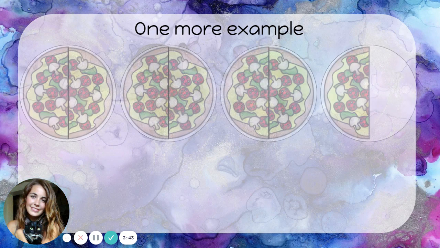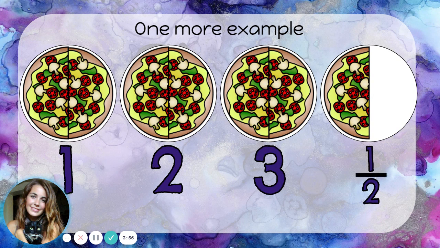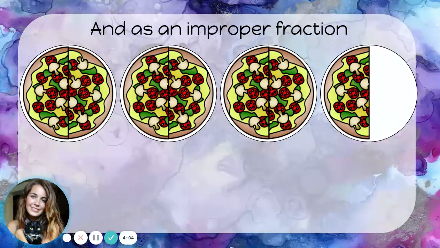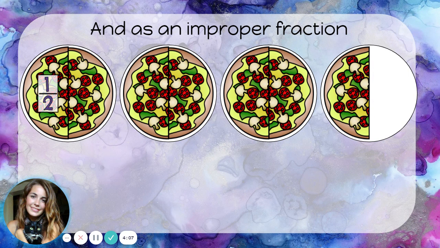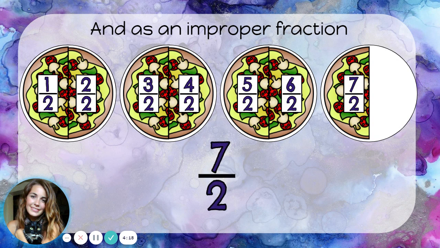One more example. First, let's focus on whole pizzas to create a mixed number. I have 1 whole pizza, 2 whole pizzas, 3 whole pizzas, and 1/2 of another pizza. That's 3 1/2 pizzas. And as an improper fraction, let's focus on halves. 1/2, 2 halves, 3 halves, 4 halves, 5 halves, 6 halves, and 7 halves. I have 7 halves of a pizza.